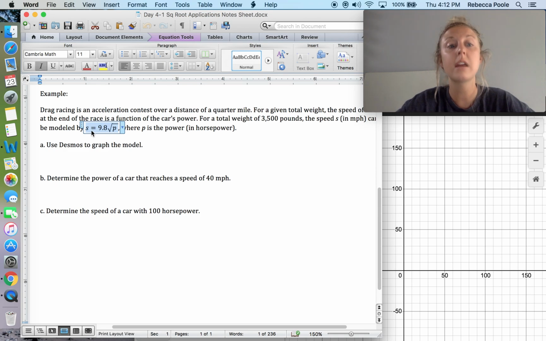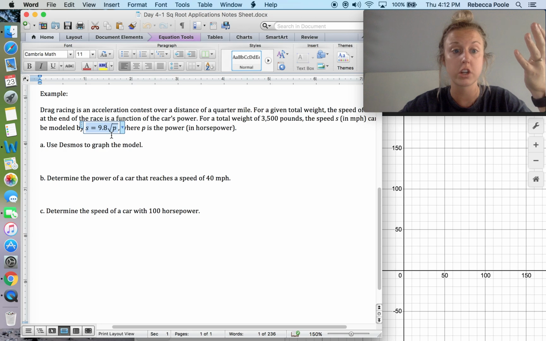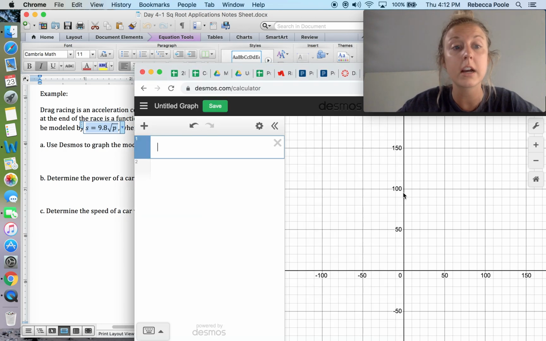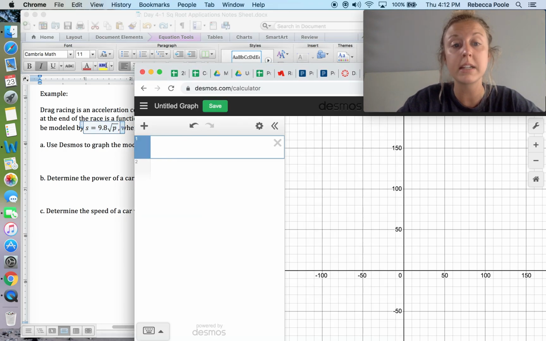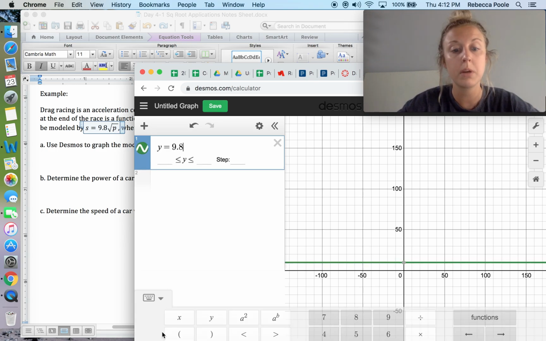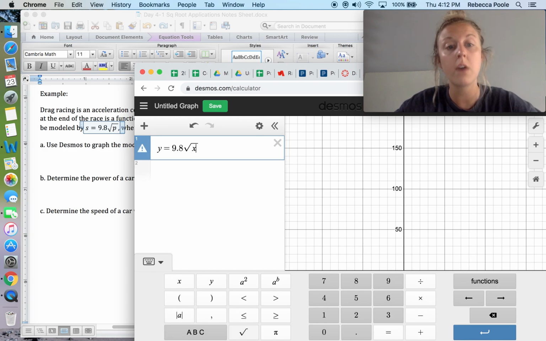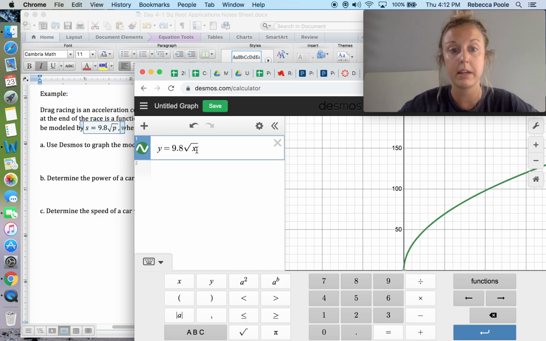So instead of typing in s equals 9.8 square root of p, you guys learned last week with systems that Desmos really works best when you type in x's and y's, because it understands y to be the dependent and x to be the independent. And it needs both variables because Desmos can only graph functions, okay? So if I go in here, instead of s equals, I'm going to type in y equals 9.8. I'm going to open up my keyboard and do the square root of x, because that's my independent, okay?